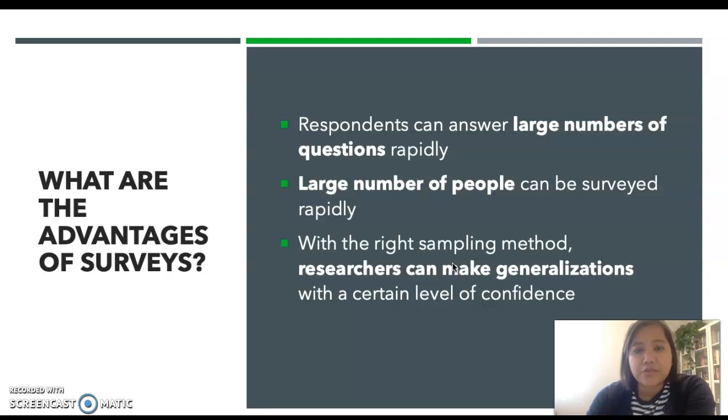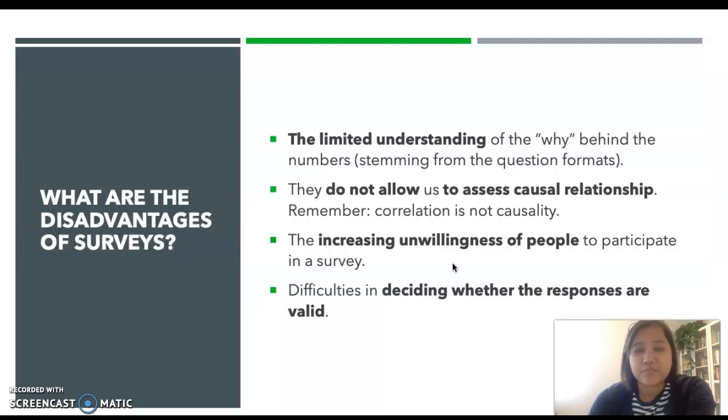It also says that with the right sampling method, researchers can make generalizations with a certain level of confidence. And the only reason why we can do that is because there are a lot of samples. The large sample numbers enable us as researchers to say that, oh, this is a generalization that I can make about a specific issue.